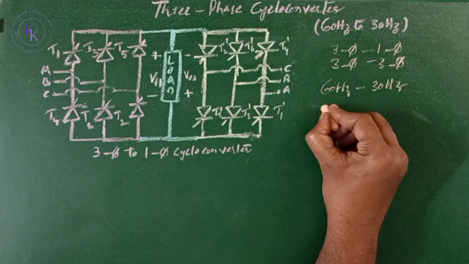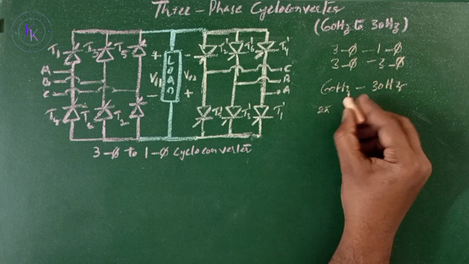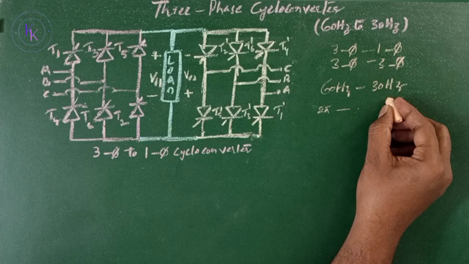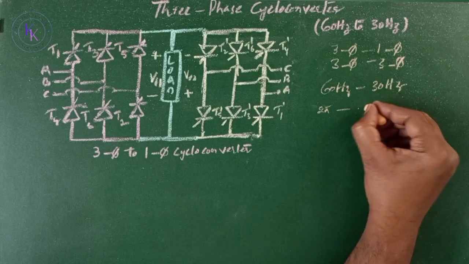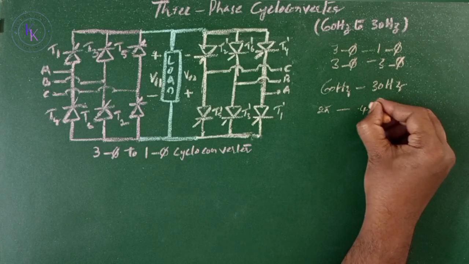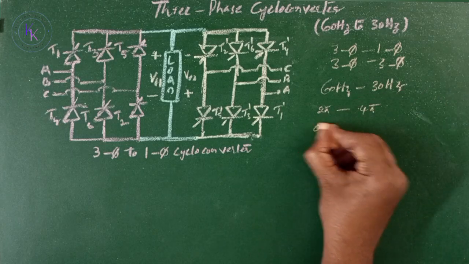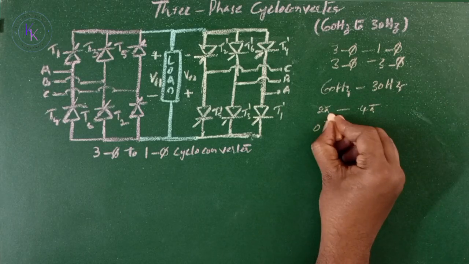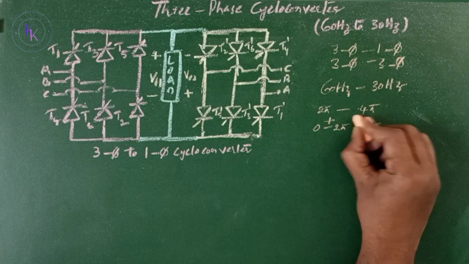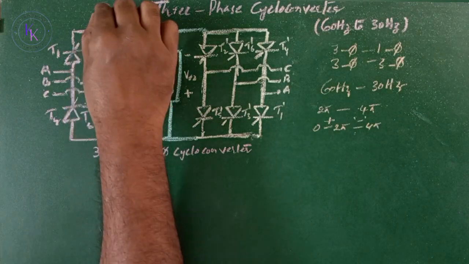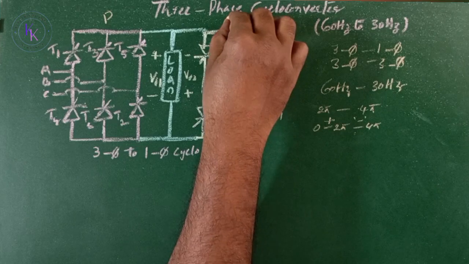I want to step down the frequency from 60 Hz to 30 Hz. If 60 Hz takes 2 pi radians to complete one cycle, then 30 Hz, which is half the frequency, will take double the time period, that is 4 pi radians, in which 0 to 2 pi is a positive output and 2 pi to 4 pi is a negative output. This is a positive converter and this is a negative converter.